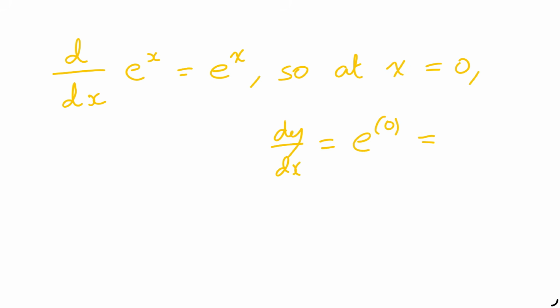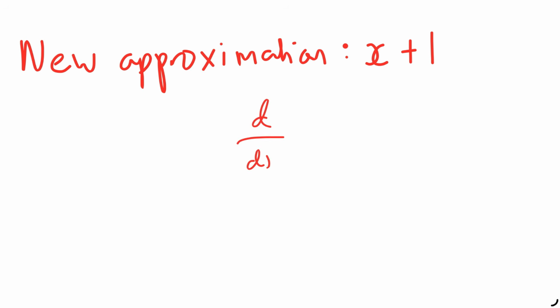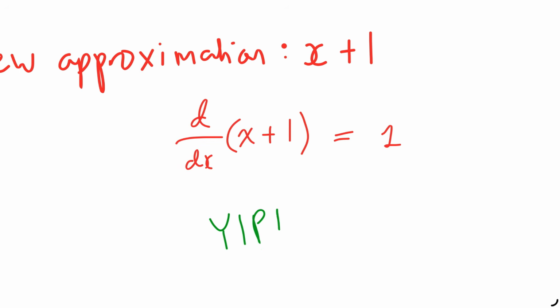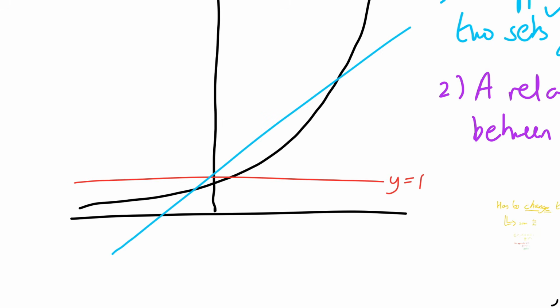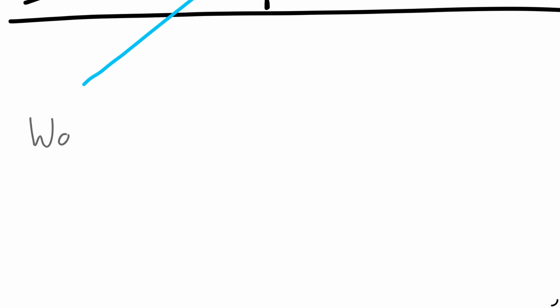If we differentiate e to the x, we get back e to the x. This is arguably the defining property of e, and plugging in x equals 0, we get 1. And so we can update our approximation to 1 plus x, and when we differentiate it, we do indeed get 1 as we were hoping for.